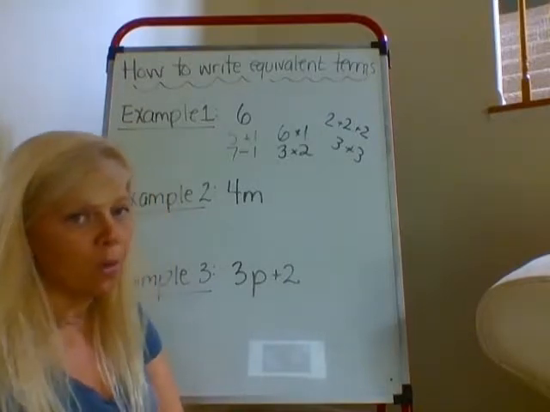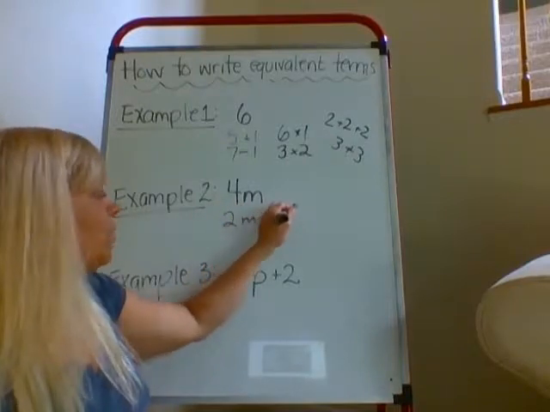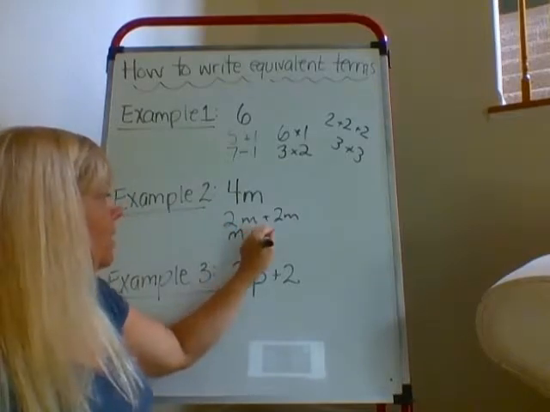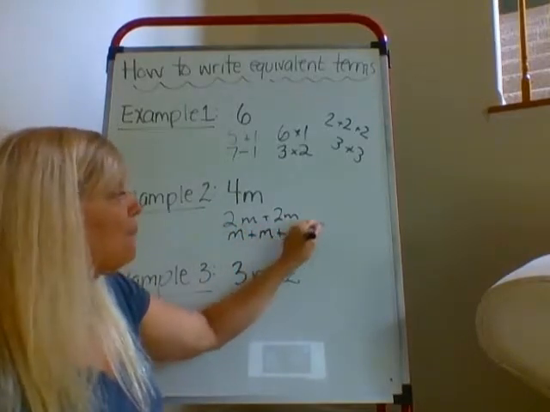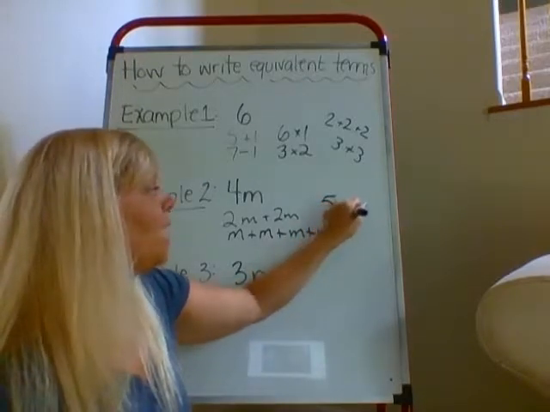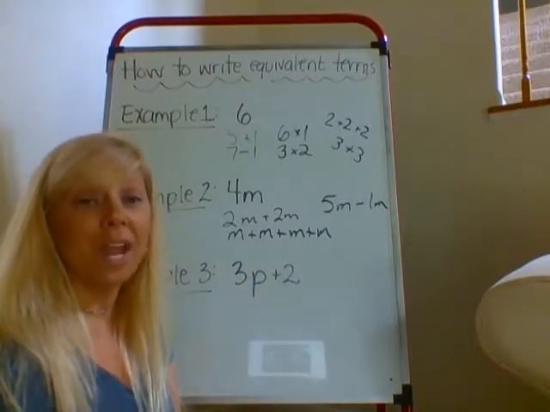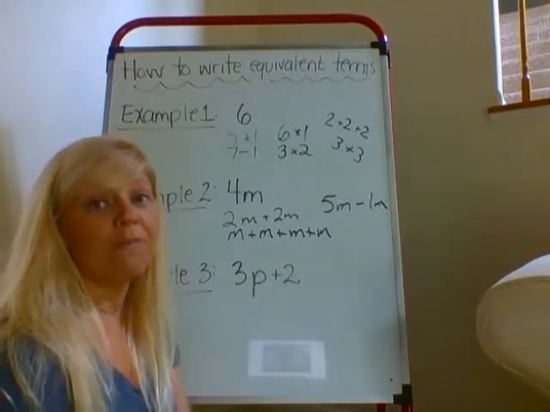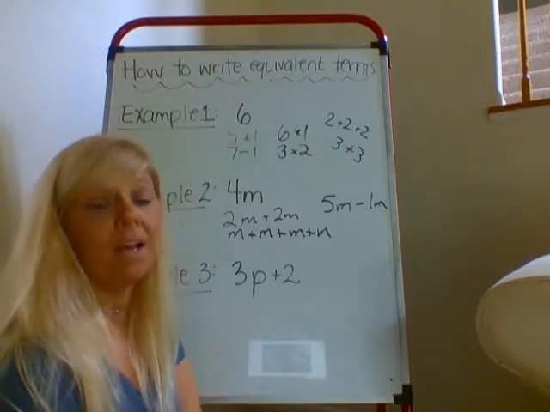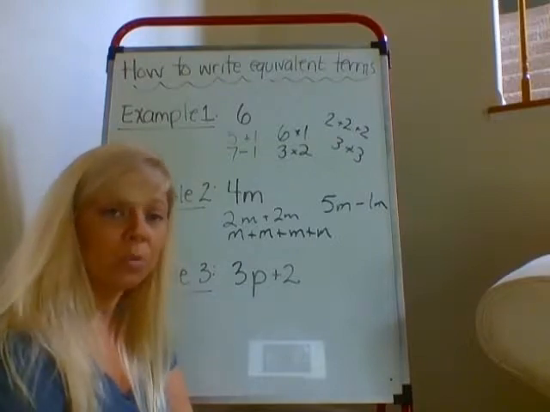So for 4m, for example, I can write this as 2m's plus 2m's. I can write it as m plus m plus m plus m. I can write it as 5m's take away 1m. I can do it as 10m minus 6m. There are infinite ways to write 4m as well.